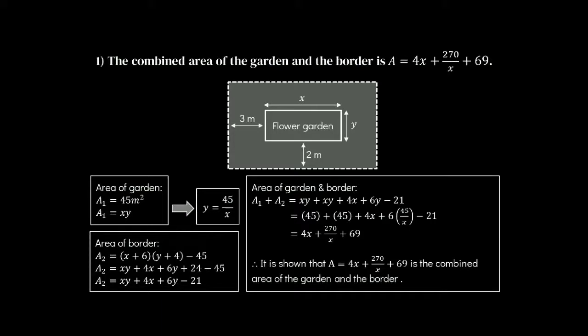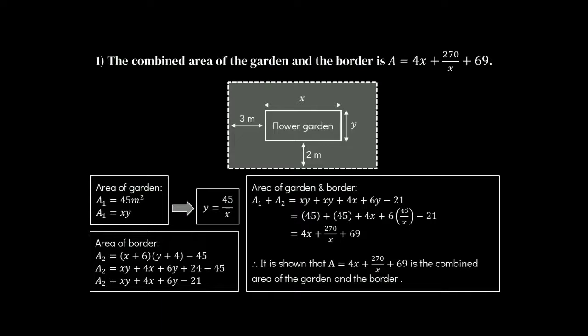So, the question has given the area of garden, which is 45 meters square, and we know that the formula of area of rectangle is length times width. So, we can create an equation for the area of garden, which is A1 equal to xy. A1 is the area of garden, x is the length, and y is the width.